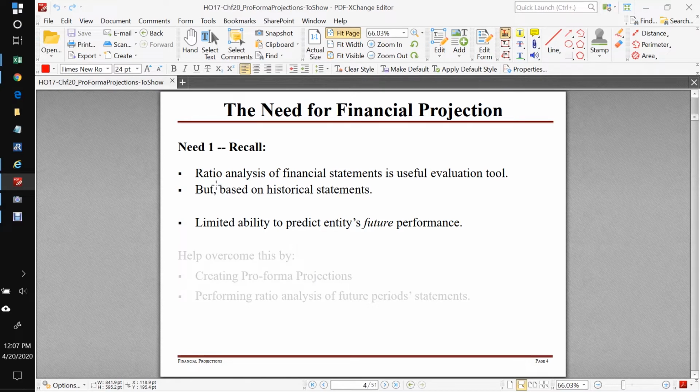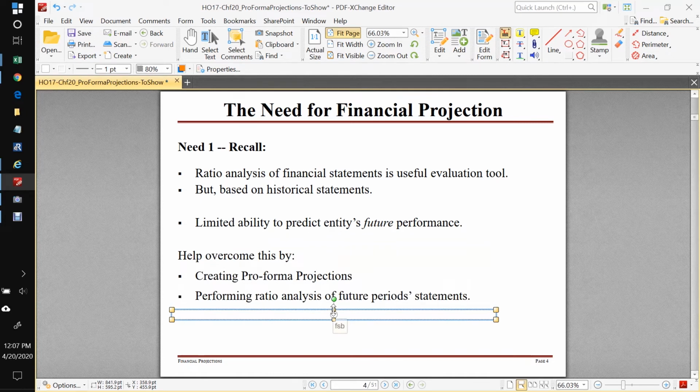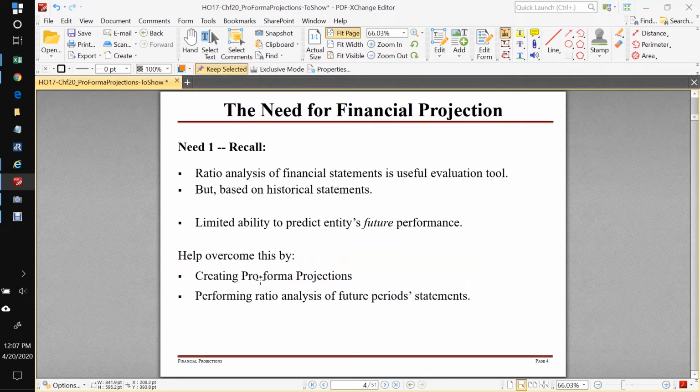The first is, remember we spent a lot of time on ratio analysis of financial statements. That was really helpful, except it was all based on history, right? So that limited our ability to predict what was going to happen in the future with an entity. We can help overcome this problem by creating pro forma projections of financial statements into the future with some simple assumptions, and then perform ratio analysis on these future periods. And that's going to turn out to be very helpful for trying to estimate how an entity is going to perform in the future.